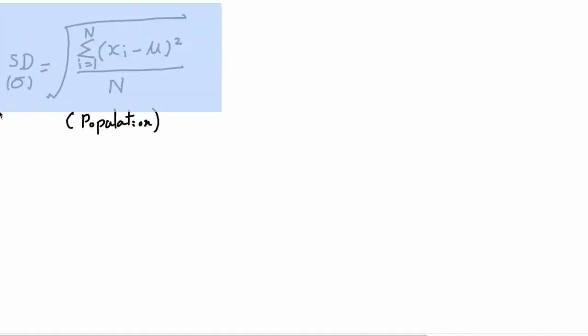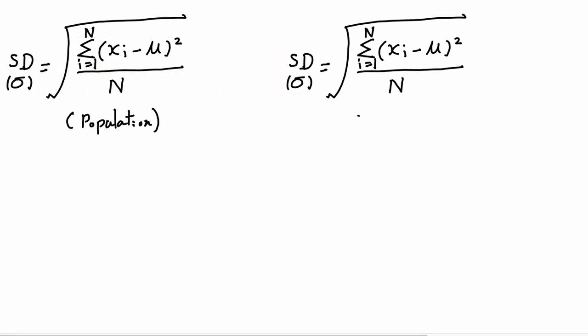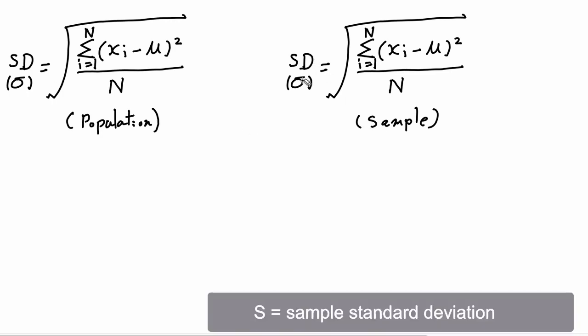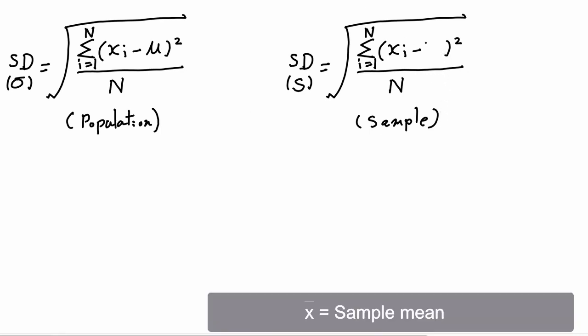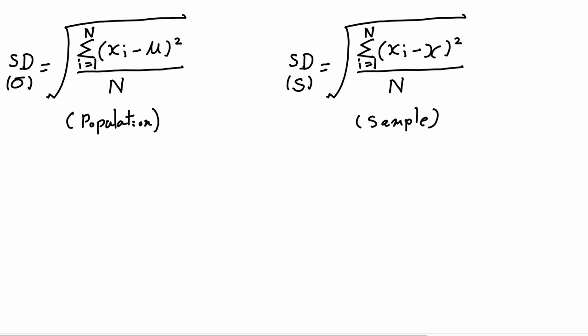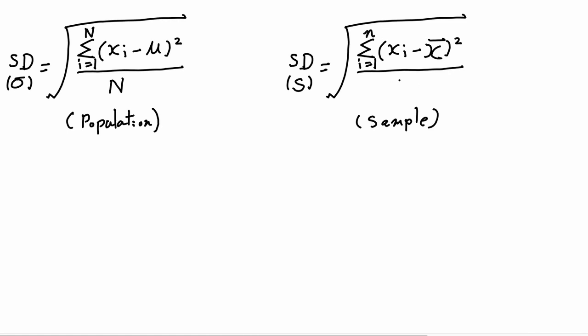Okay, what I'll do is I'm going to copy and paste this, and I'll make a few changes. First, the sample standard deviation is usually represented by the letter S, the capital letter S. And the mean of a sample is represented by the symbol x bar. For the sample size n, lowercase is used. Capital N is for population, lowercase n is for sample. So far, these are all changes in the notation.